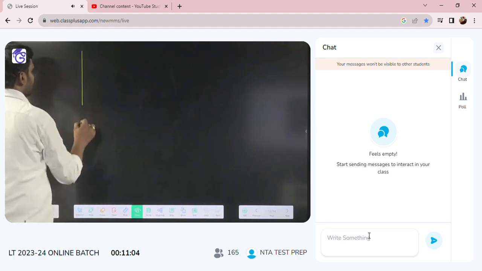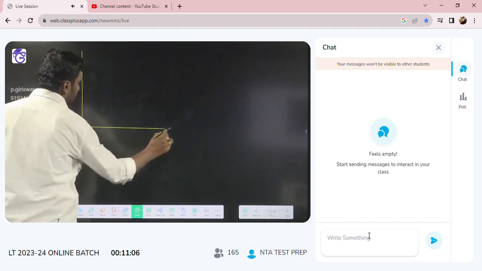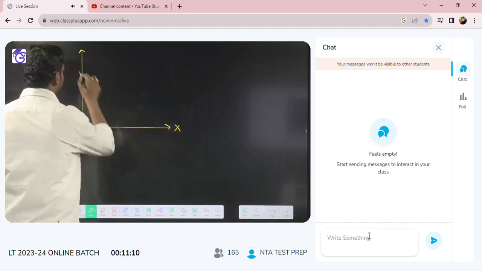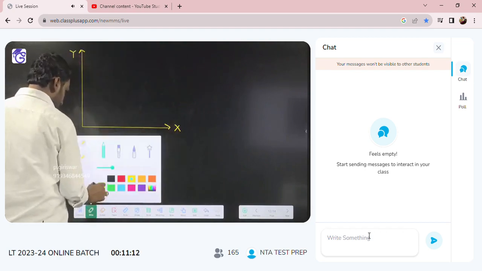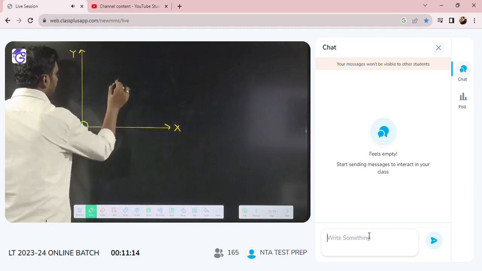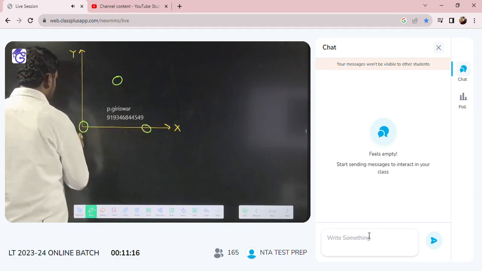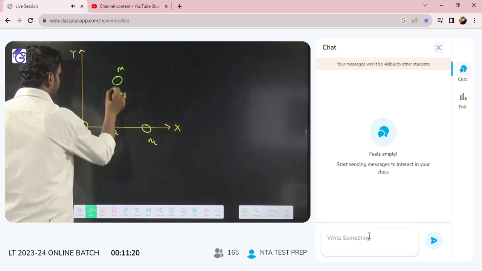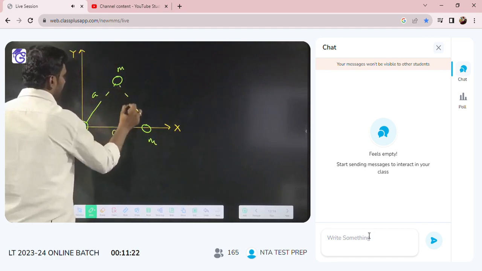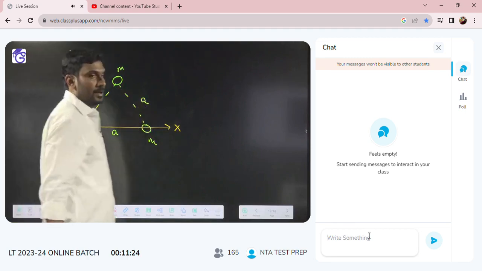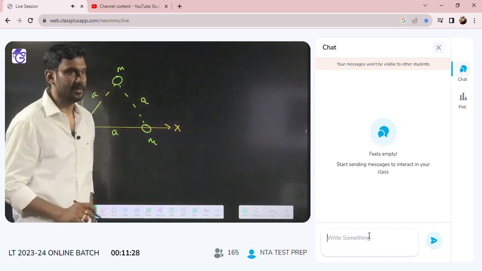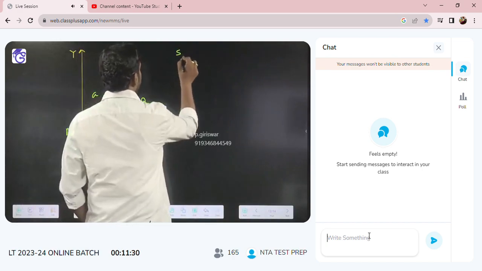Now let's use our brains. This is Mentos. X, Y. Boys and girls, this is M, M and M, A and A. So is this a symmetric body? Is this a symmetric body? It's a symmetric body.